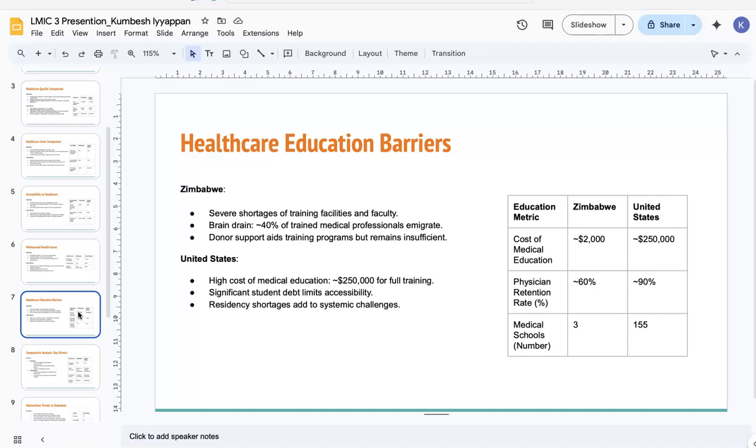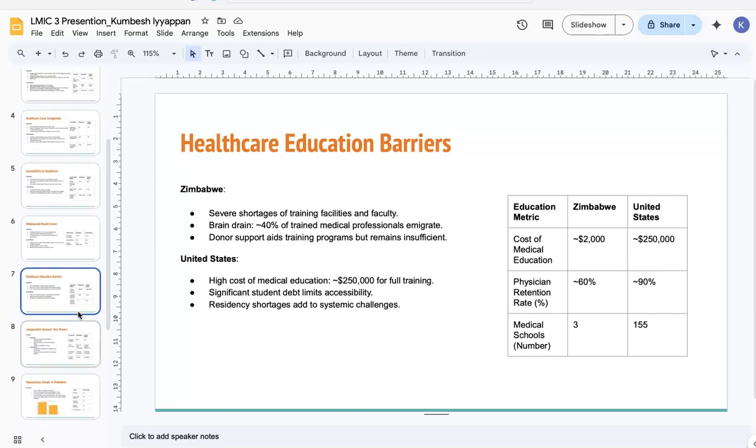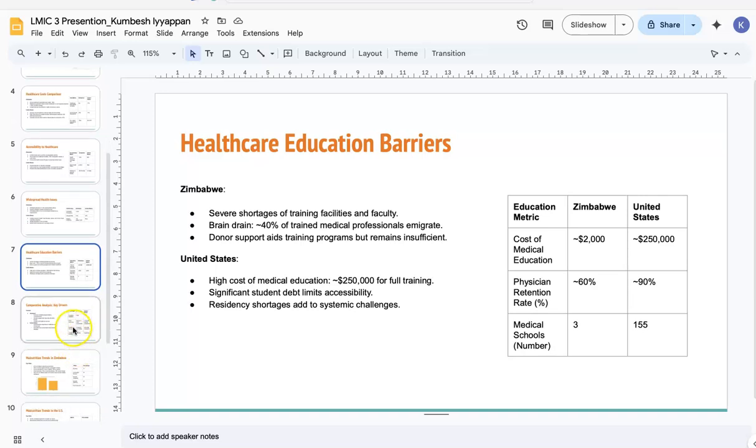In the table, there's one education metric I would like to highlight. It is medical schools. Zimbabwe has only 3 medical schools to serve its population of 17 million people, whereas the United States has 155 medical schools, which is significantly higher than Zimbabwe.